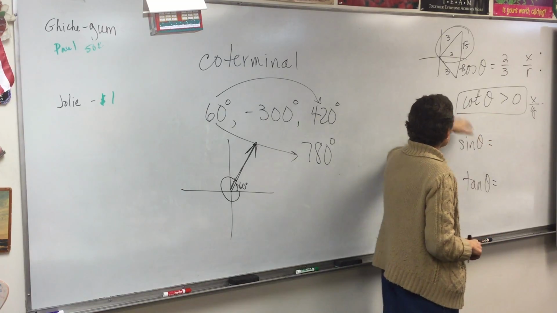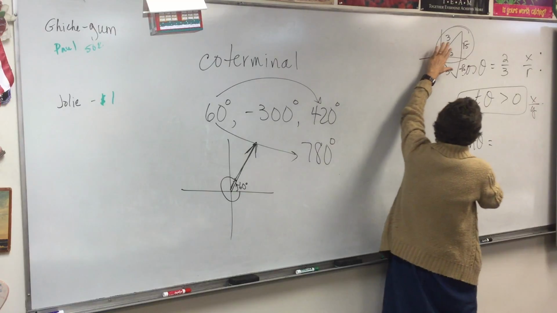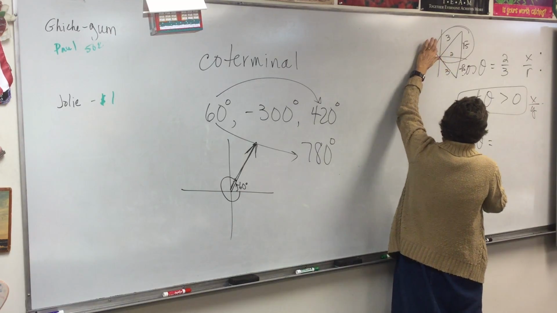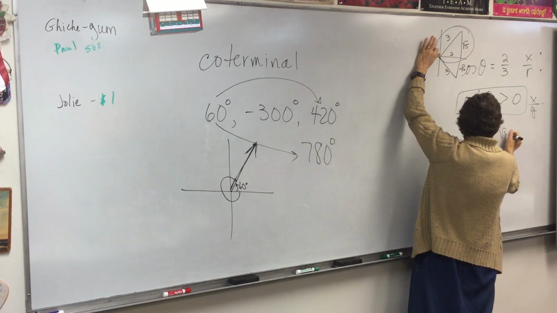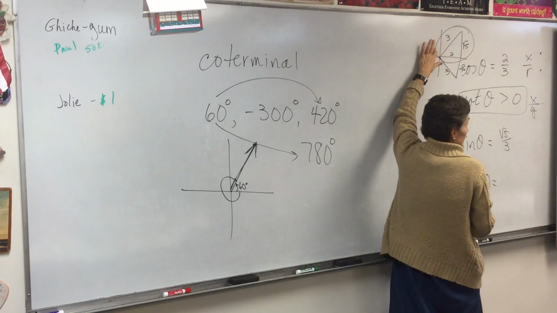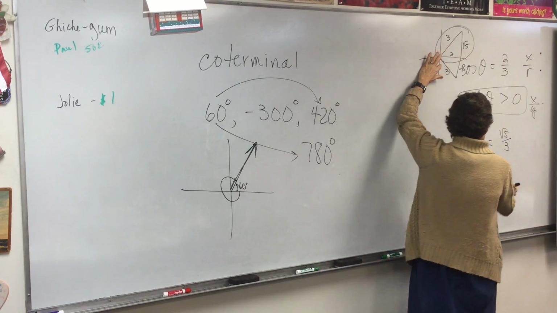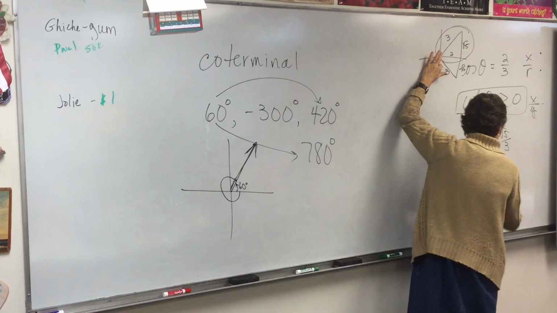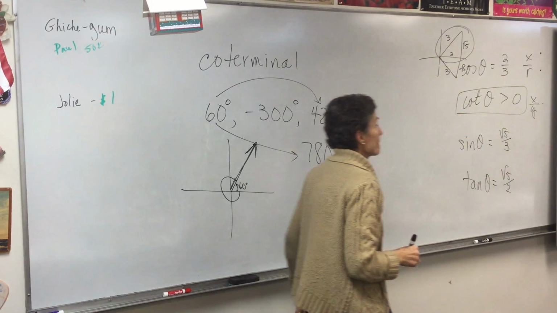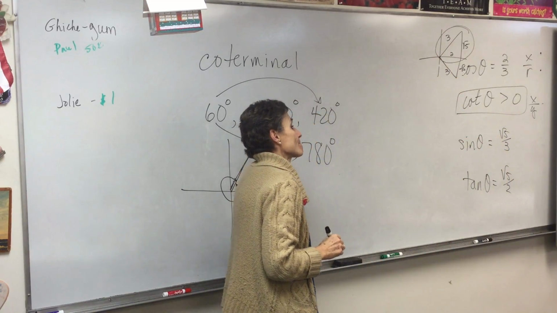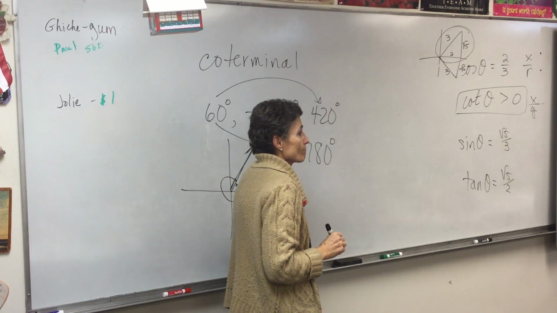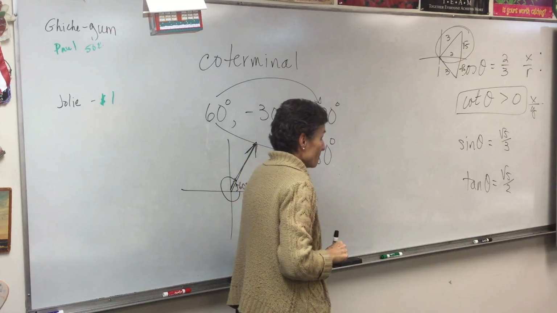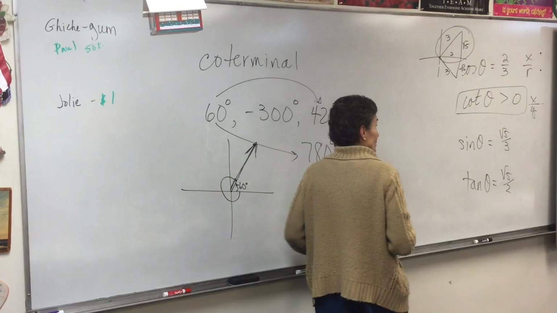Now I'm ready to answer the question. Well, that's easy. What's the sine? I'm in the front of that top triangle. The sine is √5 over 3. And the tangent is √5 over 2. Could it be positive in the quadrant 3? Cotangent can be positive in quadrant 3, absolutely.